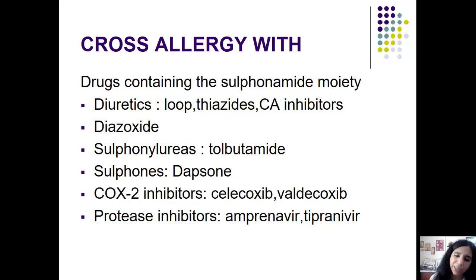amprenavir and tipranavir. They have the sulpha moiety in themselves, and if there is an allergy with the sulfonamides, the patient might be allergic to these drugs, which are not antibiotics actually. They are used for different indications, but you should inquire about drug allergy. That is the basis for inquiring about drug allergy from patients. So, do you have sulpha allergy or not? If the patient has sulpha allergy, not only do not prescribe sulfonamide, but better not prescribe any of these drugs also.